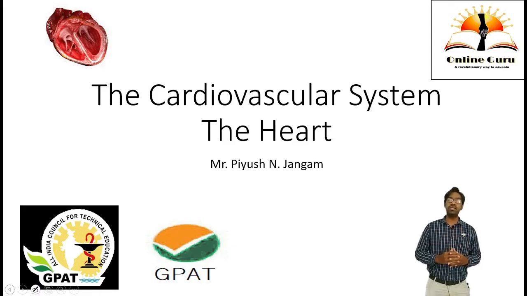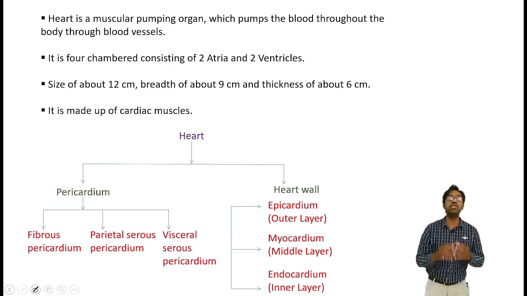Today our topic of discussion is the cardiovascular system part 2, that is the heart. What is the heart? The heart is a muscular pumping organ which pumps the blood throughout the body. Why is it important? Because blood is a medium through which the nutrients as well as the gases are transported. These nutrients and oxygen are taken up by the body cells, and these cells utilize this glucose and oxygen for the formation of ATP, that is adenosine triphosphate. This ATP is utilized by the body cells as a source of energy to perform their normal physiological functions.